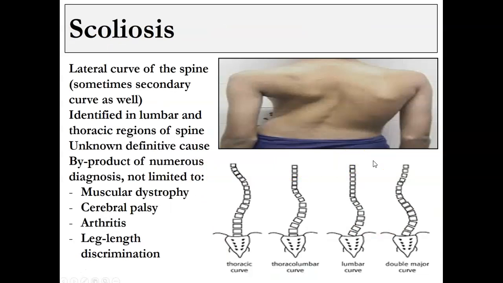Scoliosis. I think a lot of us are familiar with scoliosis, the curvature of the spine, with different degrees of the curve. This is the double major curve. A lot of people have subtle variations of this. It can be in the lumbar region or thoracic region. The cause is unknown, really. It's a byproduct of numerous diagnoses, including but not limited to muscular dystrophy, cerebral palsy, and arthritis. A leg length discrepancy, one leg being longer than the other, can also lead to scoliosis.